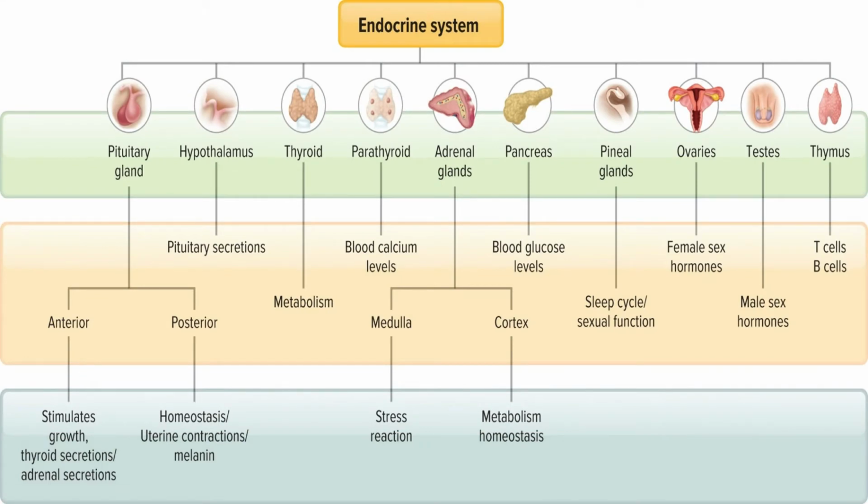Here's a diagram of the basic functions of each of the endocrine glands. The hypothalamus regulates the pituitary, and the pituitary regulates pretty much all the other endocrine glands, with a few exceptions. The thyroid regulates metabolism. Parathyroid aids in calcium regulation, along with the thyroid too. The adrenal glands help with stress, metabolism, and electrolyte balance. The pancreas regulates glucose. Pineal gland with sleep cycle, ovaries and testes with sexual characteristics, and the thymus aids in immunity.